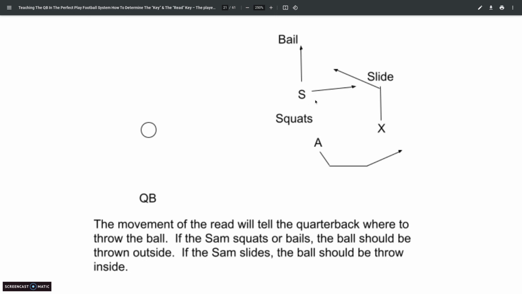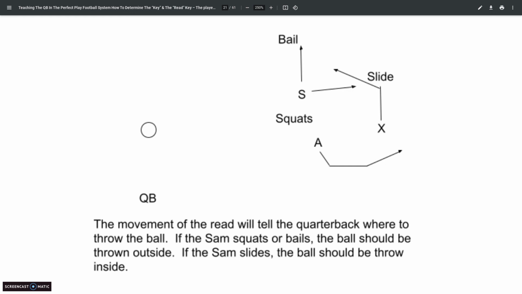And we're going to talk about the three actions or behaviors that the Sam Linebacker can give our quarterback, and our quarterback will see it with his eyes and then respond with his feet. So the quarterback is always being told eyes before feet, eyes before feet. He has to see what the Sam does, and then he must respond properly with his feet and throw the ball to the proper target.